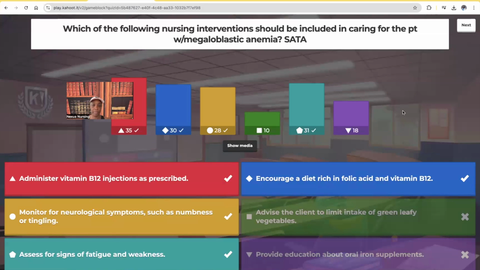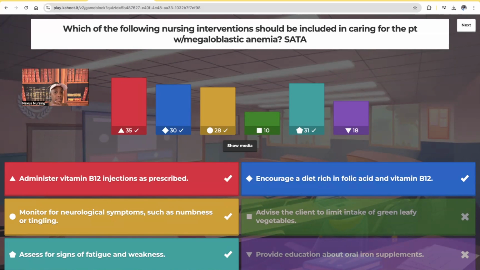All right. So let's talk about it. Administer vitamin B12 as prescribed. Yes, because I just told you in the other slide, when it comes to megaloblastic anemia, patients either don't have enough vitamin B12, folic acid, or both. So yeah, we're going to replace that B12. Encourage a diet rich in folic acid. Again, yes, because they either are lacking one of them or both.